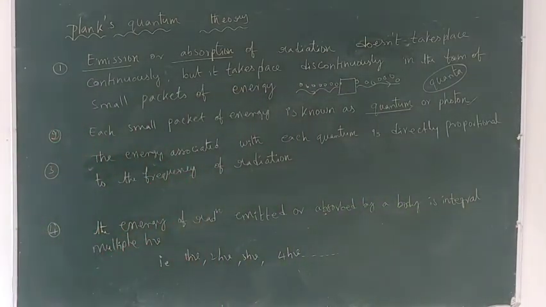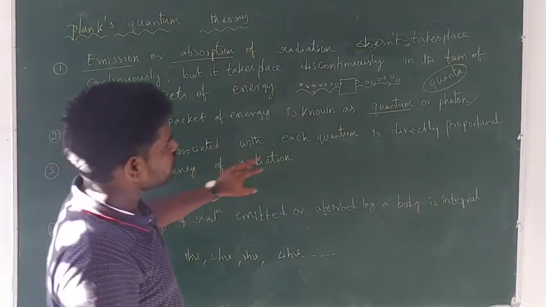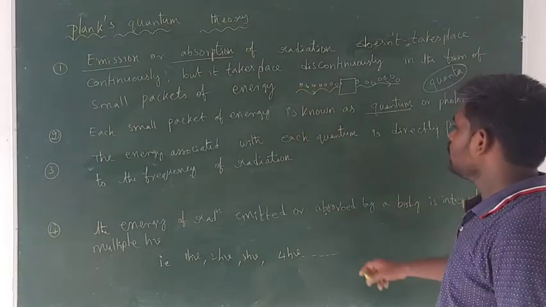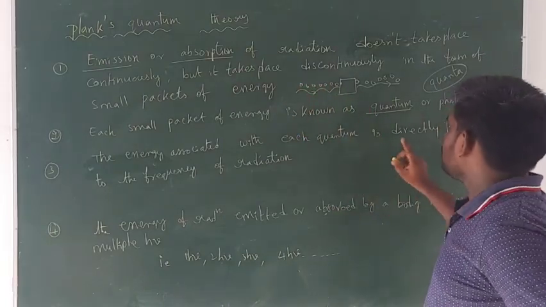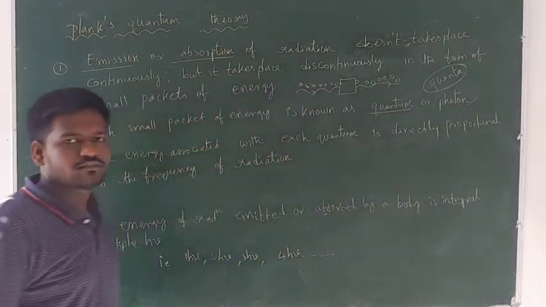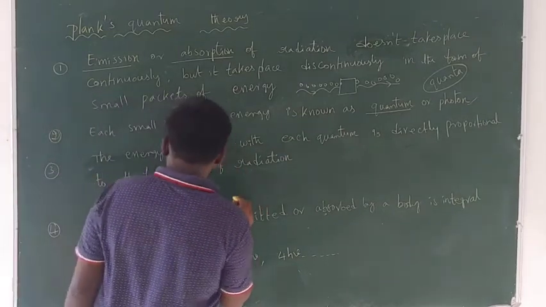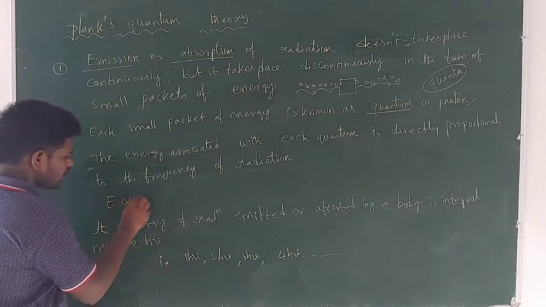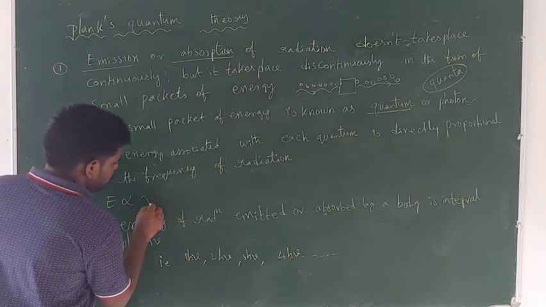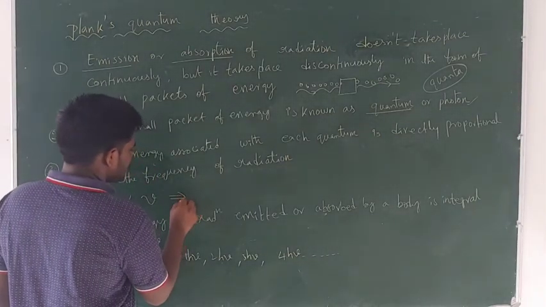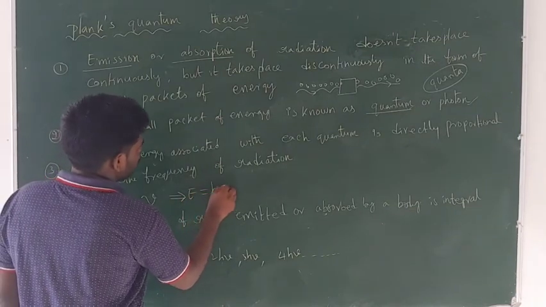And the next one: the energy of each quantum. These small packets of energy are known as quanta. Each quantum's energy is directly proportional to the frequency of the radiation. So we can write this point like this: E, the energy of the small packet of energy or quantum, is directly proportional to the frequency of the radiation. Now, by removing the proportionality, we can give a constant value, that is E is equal to h nu.